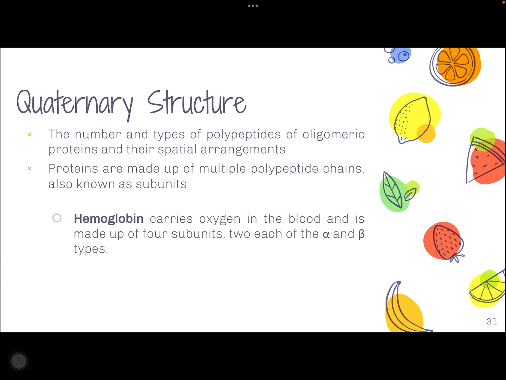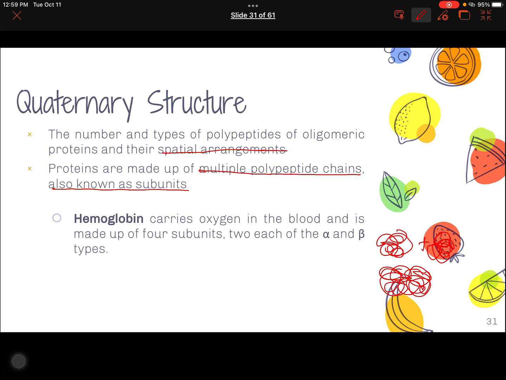Last, the quaternary structure is the number and type of polypeptides of oligomeric proteins and their spatial arrangements. Proteins are made up of multiple polypeptide chains, also known as subunits. So one tertiary plus one tertiary equals two tertiary structures. For example, like that coil on itself. Let me make this one another color. For example, this is your second tertiary. So this is your second, and this one is your first.